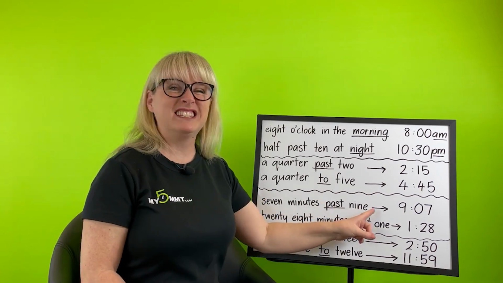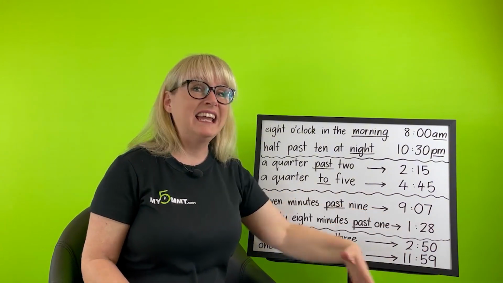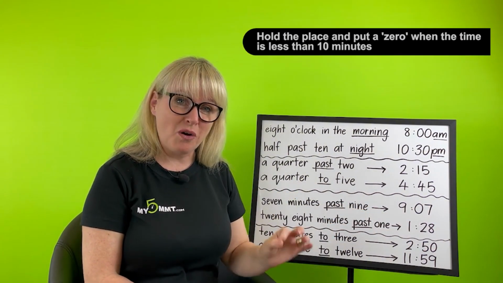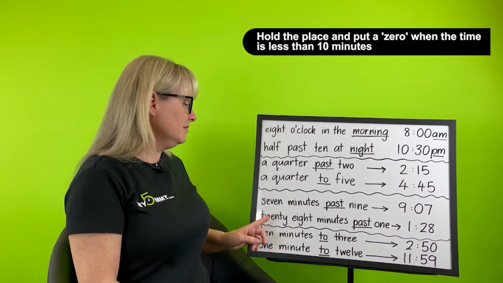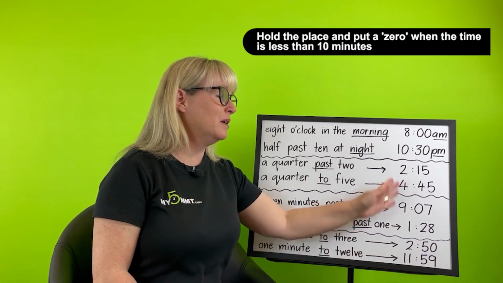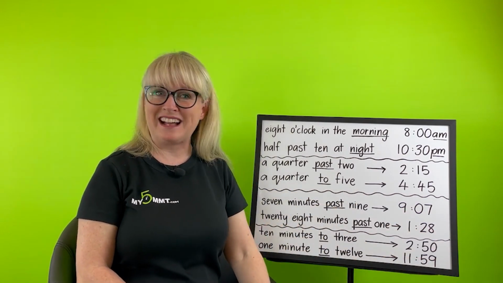7 minutes past 9 is interesting because it's 9 for our hour and then 07. It's not even 10, so we need to hold that place and put a 0 if it's less than 10. 28 minutes past 1, we put the 1, and then we put the 28 minutes that have gone past.